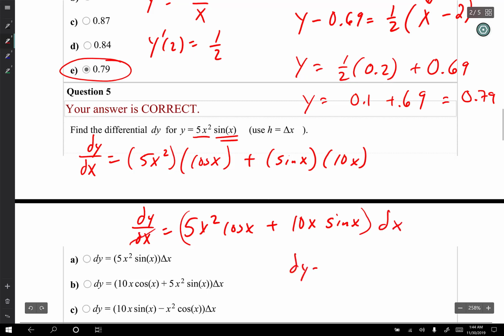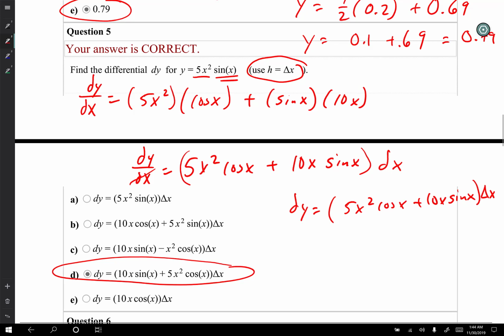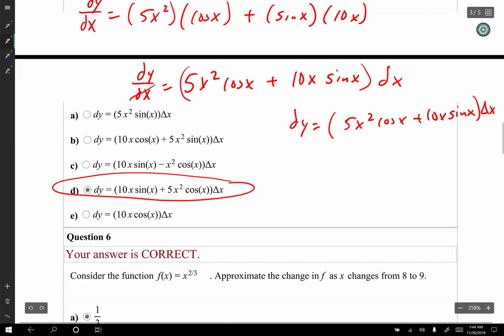So dy equals, and they told me to replace my delta x, which is the same as dx, guys, but dx is like for smaller numbers. So they told me to replace my dx with h. So dy is equal to 5x squared cosine x plus 10x sine x, close it, times the change in x. And there it is right there. All right, hopefully you guys are having fun.